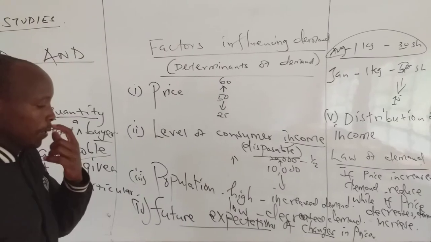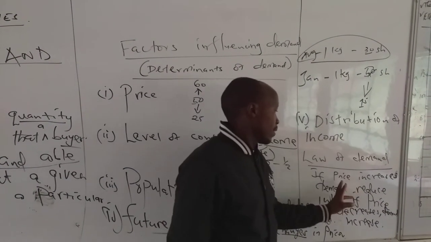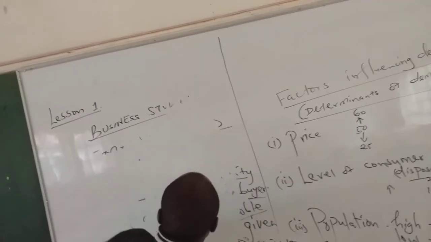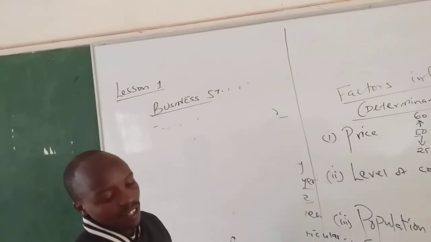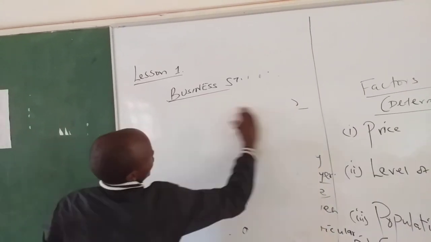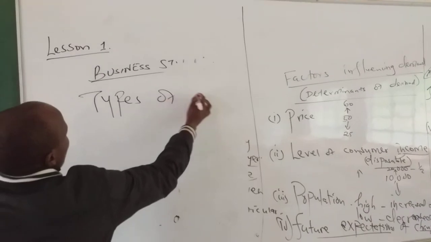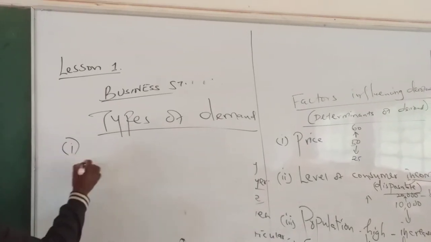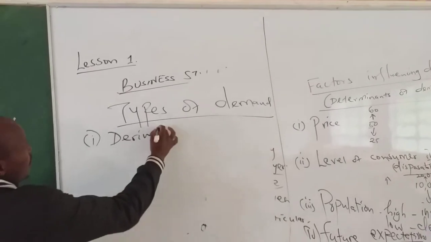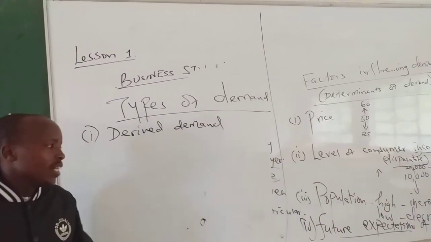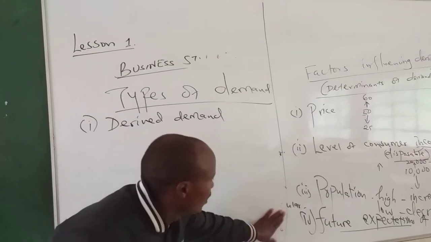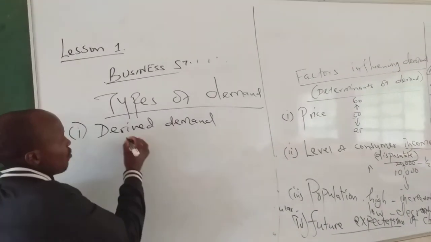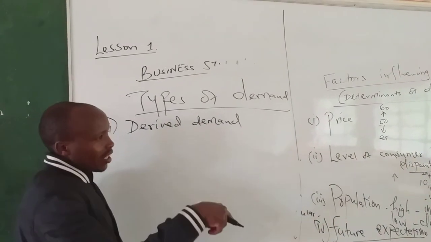So you can realize that in case we increase the price, the demand comes down. In case you reduce the price, the demand goes up. We have two types of demand. Let me go through the two types of demand. Number one, we have what we call derived demand. When you talk of derived, we mean you can buy something so that you can get what you want. I will use the word to derive: you get something from what you want.